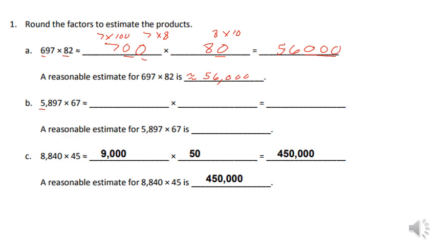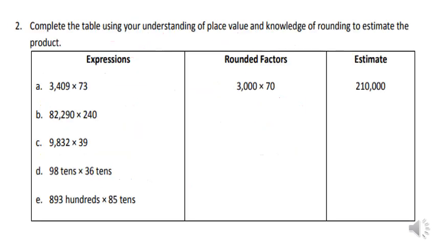Next one, I'm rounding to the closest thousands. I can see the question is: is it 5,000s or 6,000s? 5,897 is closer to 6,000s. 67, we're going to round to the closest 10. And I can see the question is: is it 60 or 70? And 67 is closer to 70. Now we can use our basic math fact of 6 times 7, which is 42. And we can see we have 1 ten, 2 tens, 3 tens, 4 tens. So 1, 2, 3, 4. So 420,000. So the reasonable estimate is approximately 420,000.